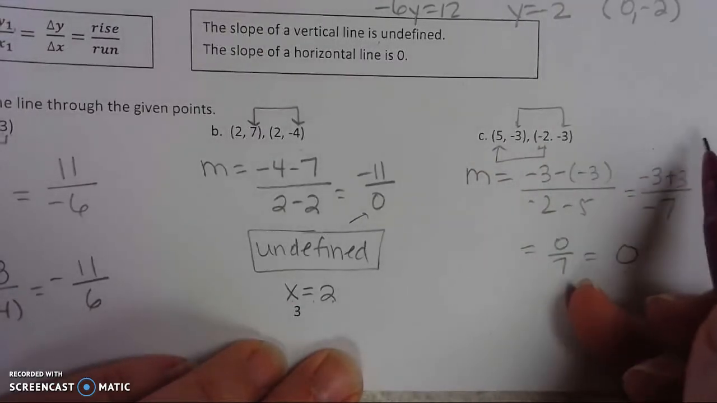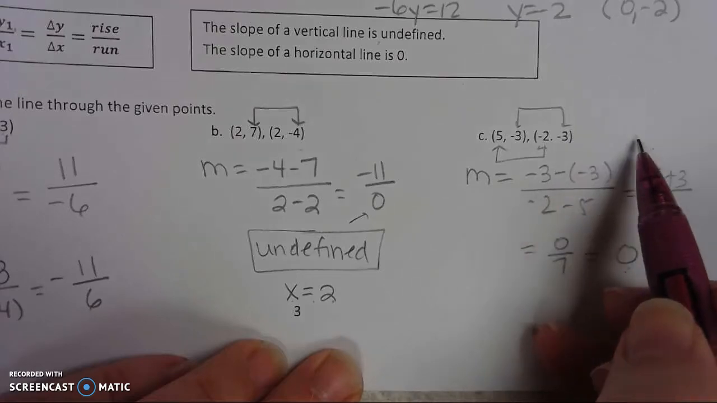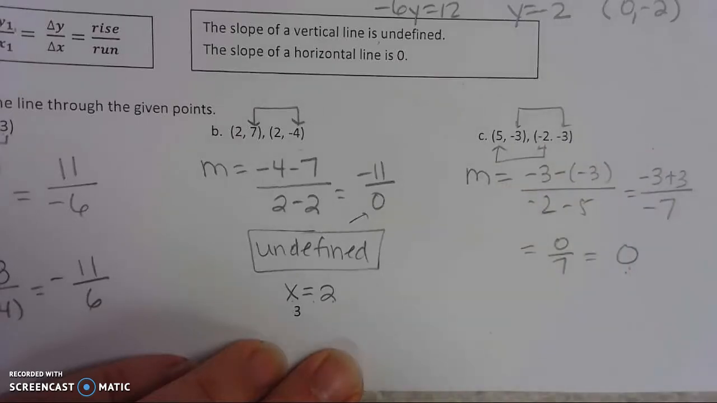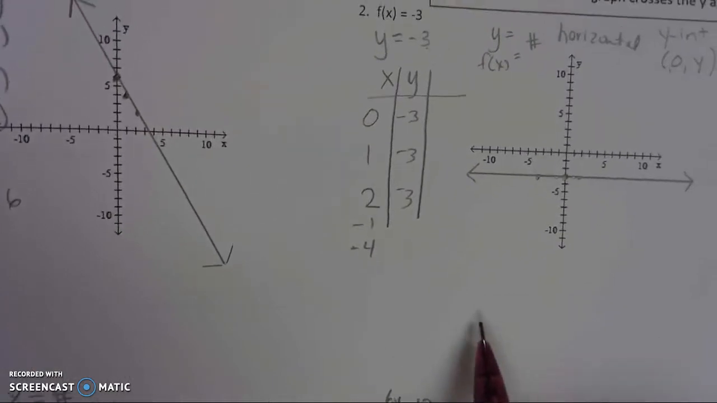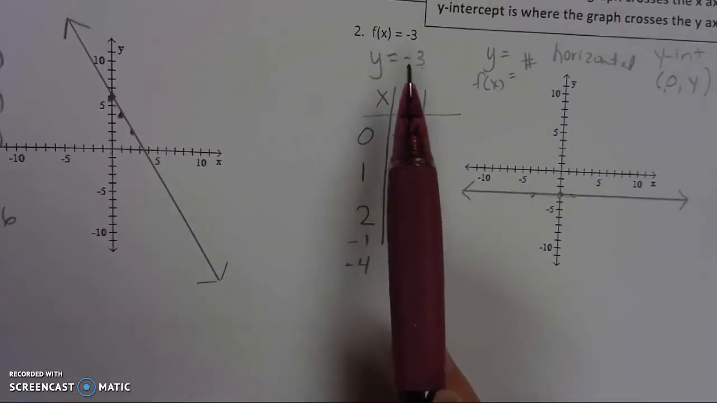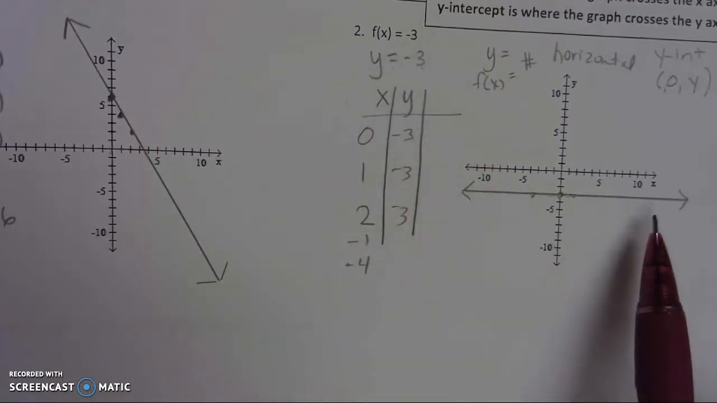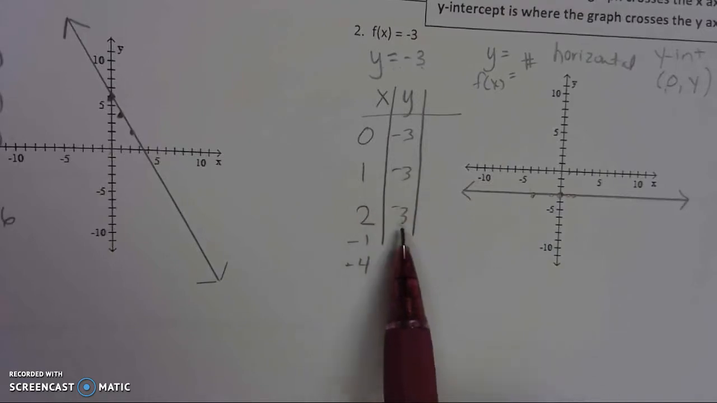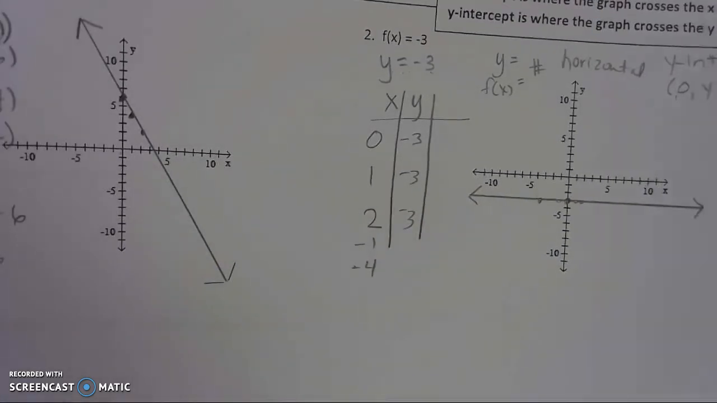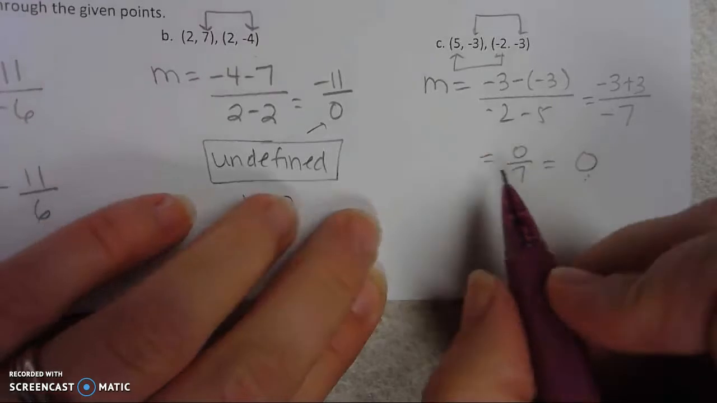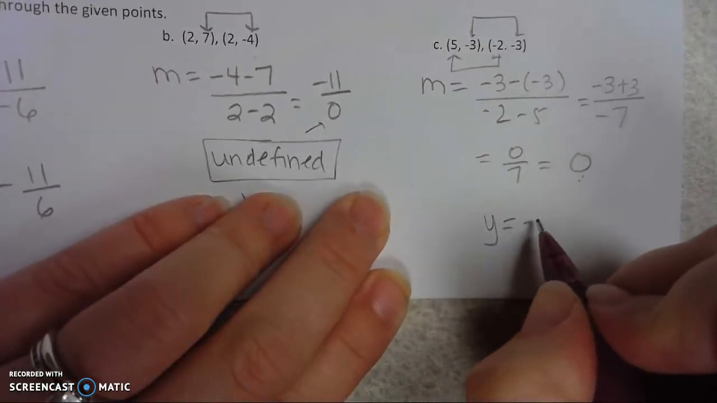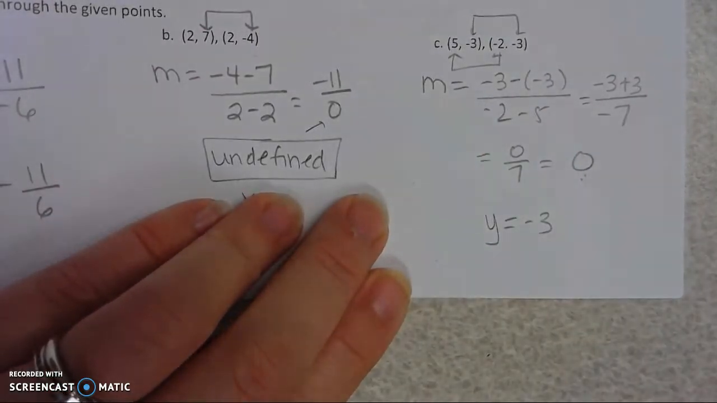If we continue to list points, it wouldn't matter what the x value was, the y value was going to be -3. And remember, we talked about that in the previous video, when we said y equals some number, that is the horizontal line. All the y values are the same. It doesn't matter what the x value is. So down here, we know that we could write the equation as y equals -3.